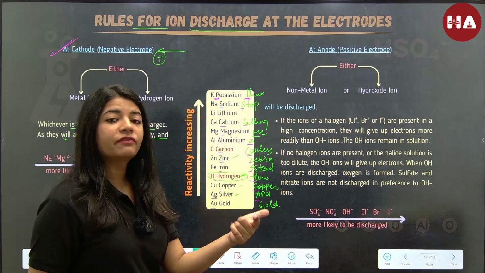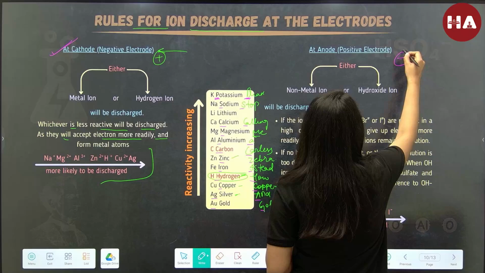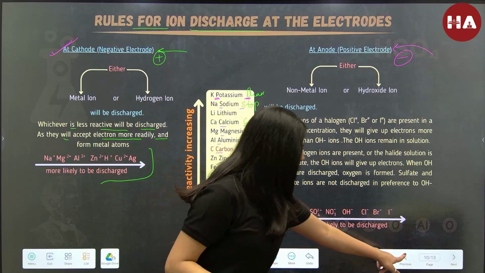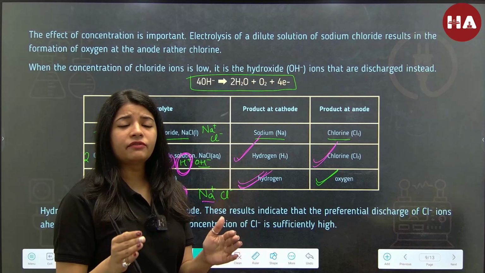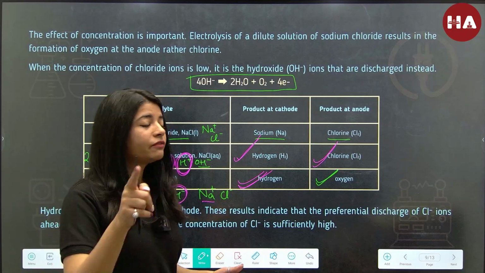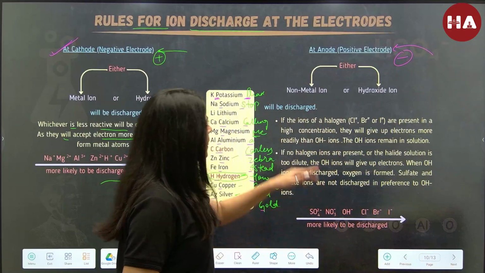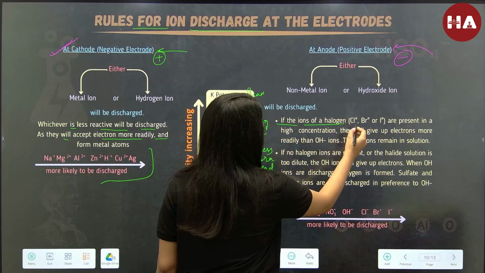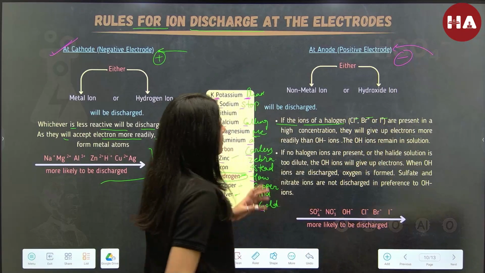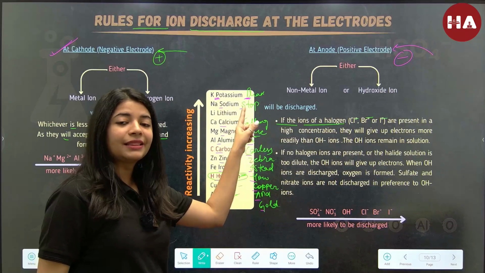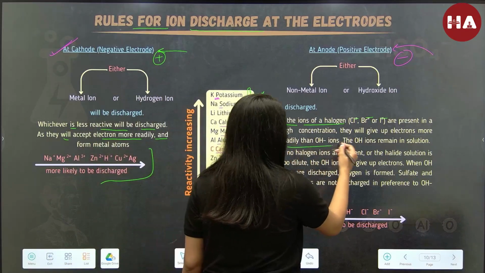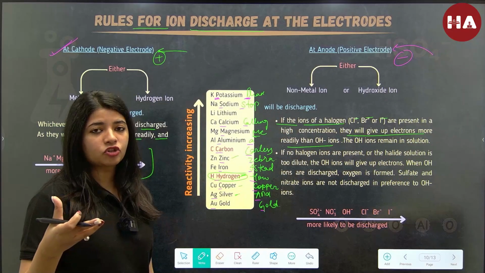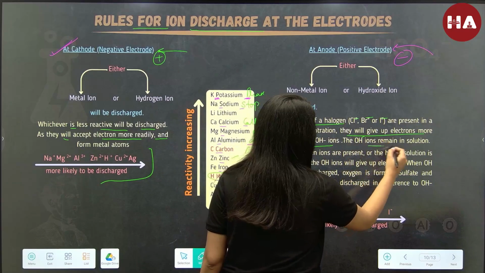The anode is the positive electrode, or I can say that negative ions will come to it. For negative ions, we have already discussed in the previous slide: whichever negative ion has the higher concentration will be deposited at the anode. Let's read. If the ions of a halogen, Cl minus, Br minus, I minus, are present in high concentration, then they will be discharged. They will give up electrons. Giving up electrons means oxidation, right? The OH minus ions remain in the solution.